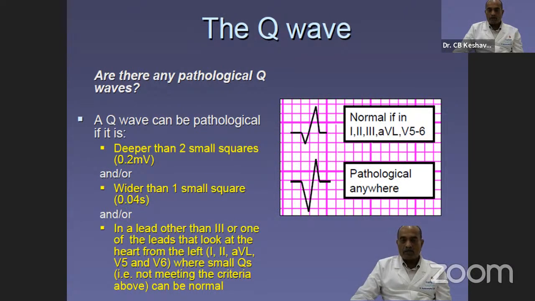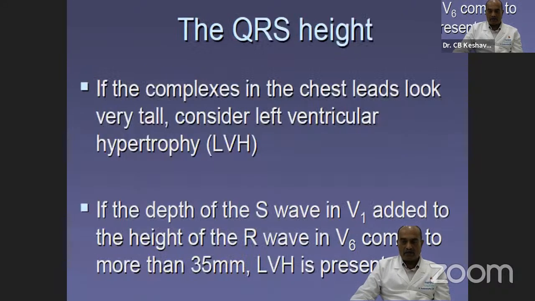You may have physiological Q waves, which may be present in the lateral leads, ventricular hypertrophy. So these are all called physiological Q waves, which are narrow and the depth is not more than 2 squares. Whereas pathological ones are deep and wider than 1 square. So that is how we distinguish between them. Pathological Q waves indicate old myocardial infarction. Physiological Q waves may be present due to various physiological reasons.